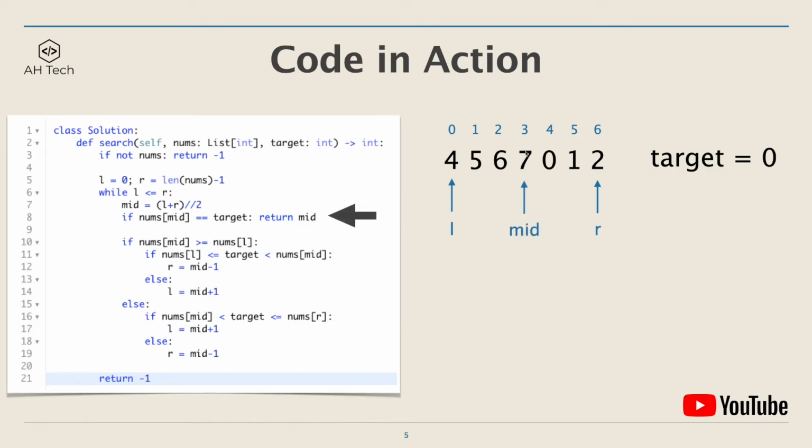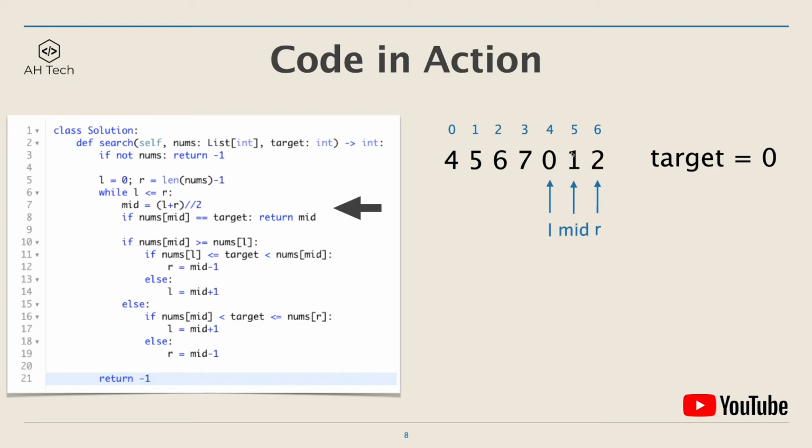So first, mid will point to index 3, and the value is 7. It is not equal to target 0. And next is to compare the left and middle element. So nums mid is bigger than nums left. So it means that the left half of the array is sorted. But is target 0 within the range? No, it's not. So it means that target 0 must be in the right half of the array. So we will update left to mid plus 1. And now left pointer will point to index 4.